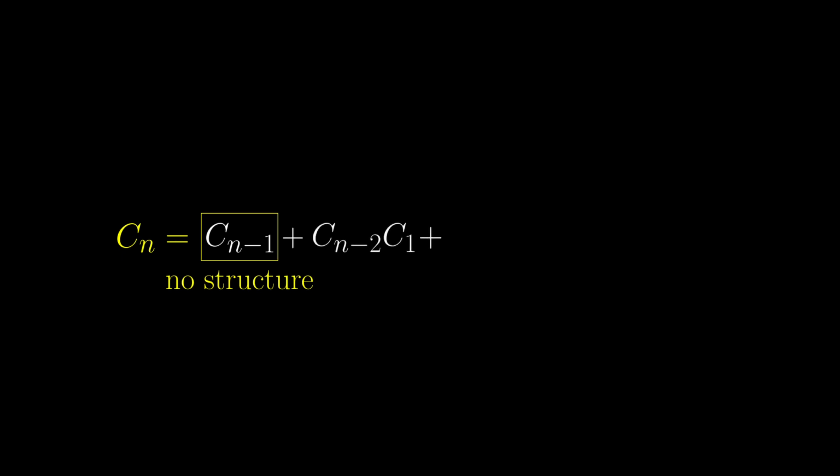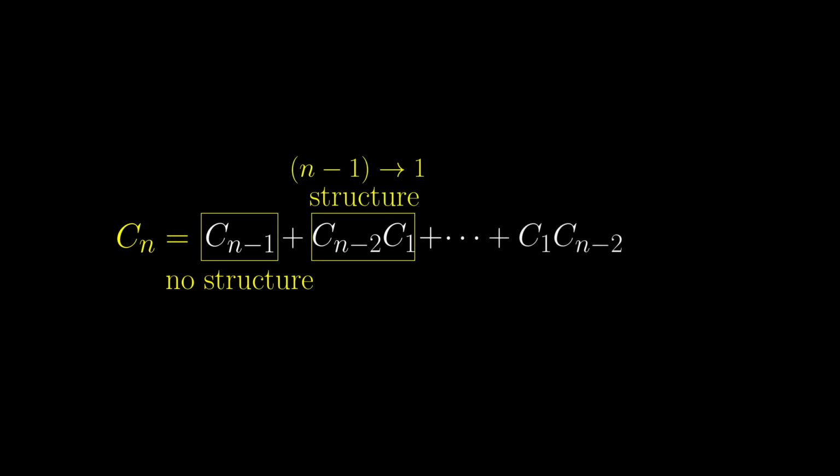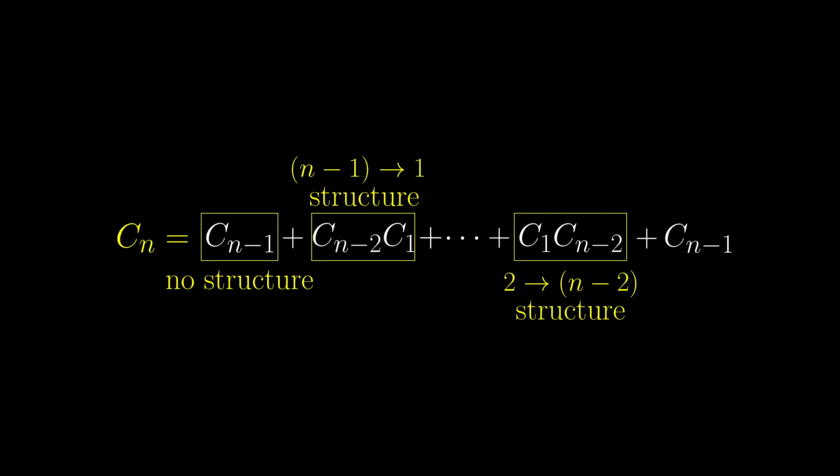Then add onto it the product of Cn-2 and C1, which is the number of paths adopting the n-1 then 1 structure, until we get to C1 times Cn-2, which corresponds to the number of paths adopting the 2 then n-2 structure. And finally, we add the last term Cn-1, which corresponds to the 1 then n-1 structure, where we can pretty much ignore the 1 in the structure.